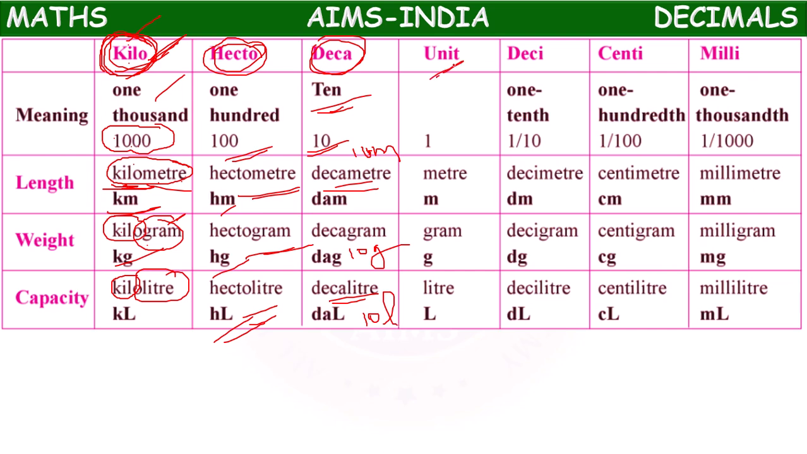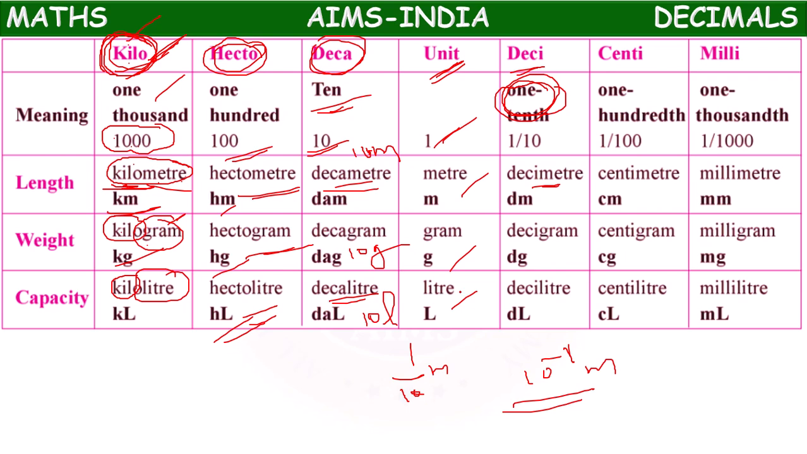So here, unit means 1: 1 meter, 1 gram, 1 liter. Deci means 1 by 10th, or 10 power minus 1. So decimeter means 10 power minus 1 meter or 1 by 10 meter. Decigram means 1 by 10 gram, less than 1 gram. These deci values will be less than unit. Or deciliter, 1 by 10 liter, 10 power minus 1 liter.